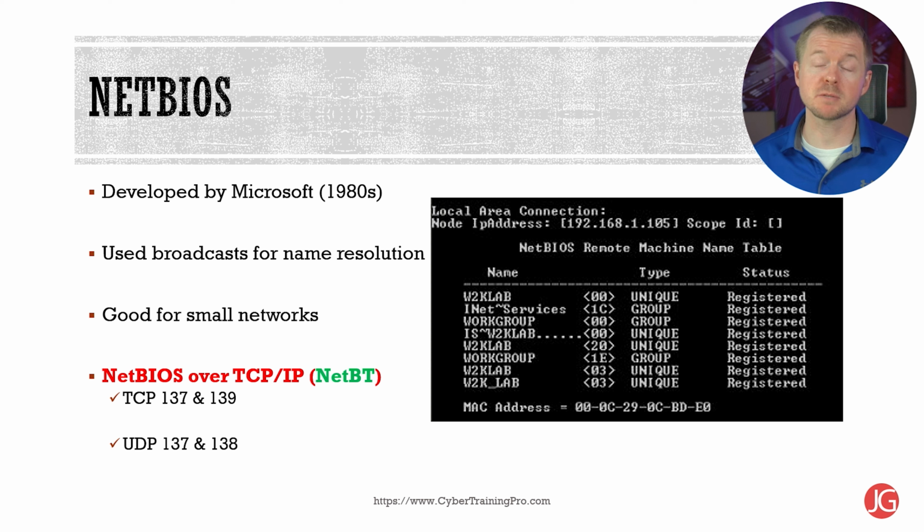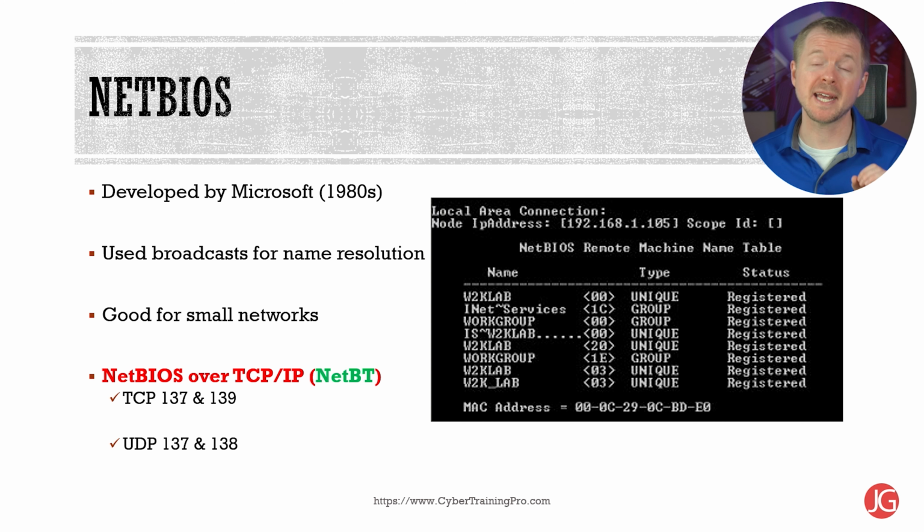NetBIOS was only good for small networks because it provided no logical addressing like IP addresses. And second, broadcasting doesn't work well with large networks. As time went on, the state of NetBIOS wasn't practical, but it still served a purpose in Microsoft environments. With that in mind, Microsoft developed NetBT, or NetBIOS over TCP/IP, so that it could still be utilized.